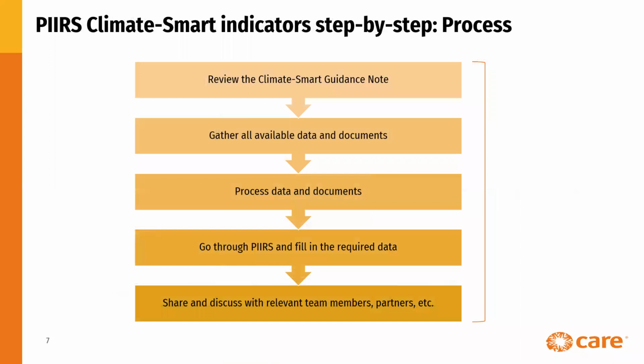So, looking at the PIIRS Climate Smart indicators in a step-by-step process. Firstly, what you'll have to do before filling in this data will be review the Climate Smart guidance note. Then you will have to gather all available data and documents. Gathering the data will in most cases mean retrieving specific data from certain departments of your office, such as, for example, vehicle fuel expenses for the vehicle fuel use, that will usually be from the financial department of your office.